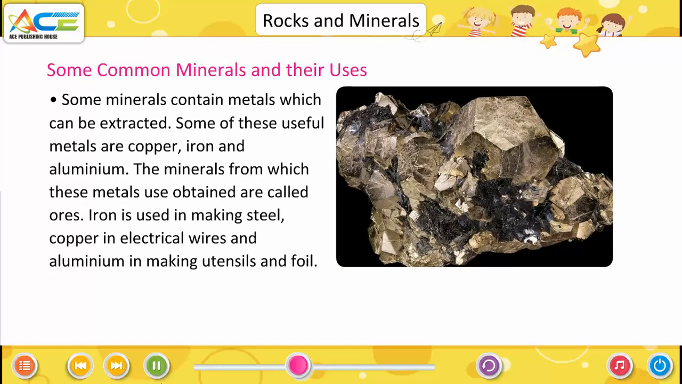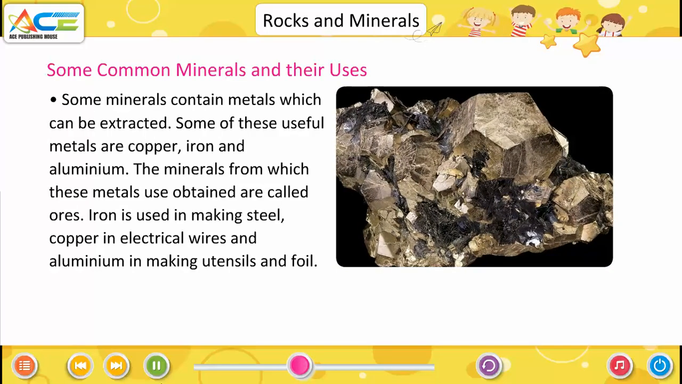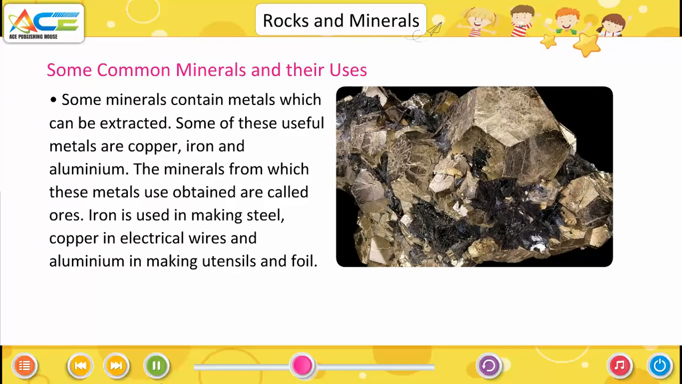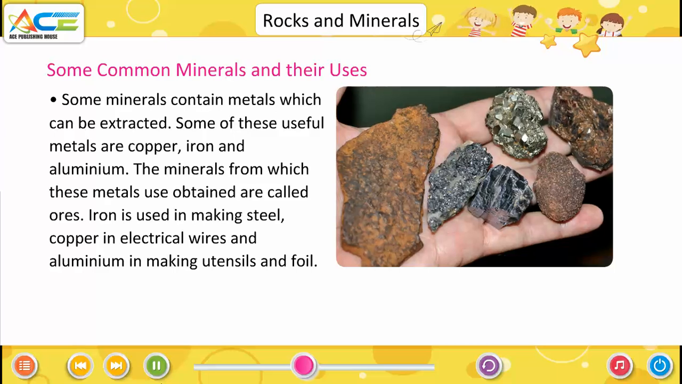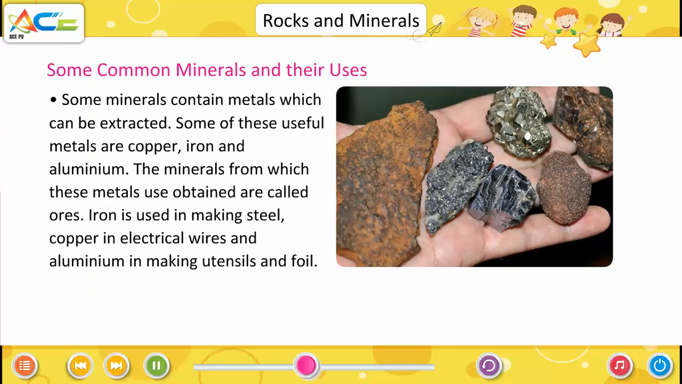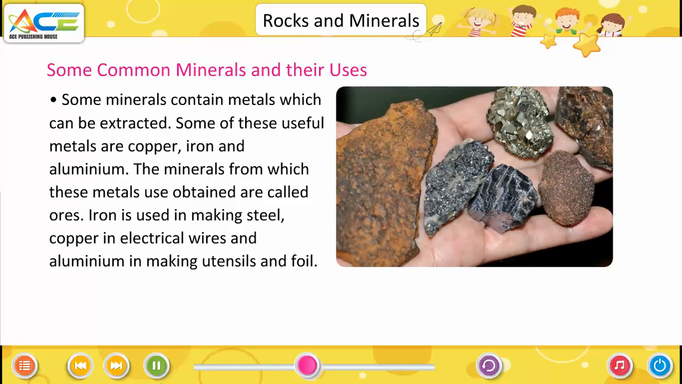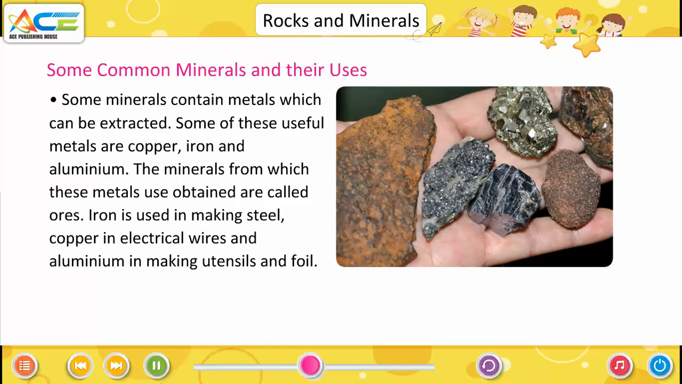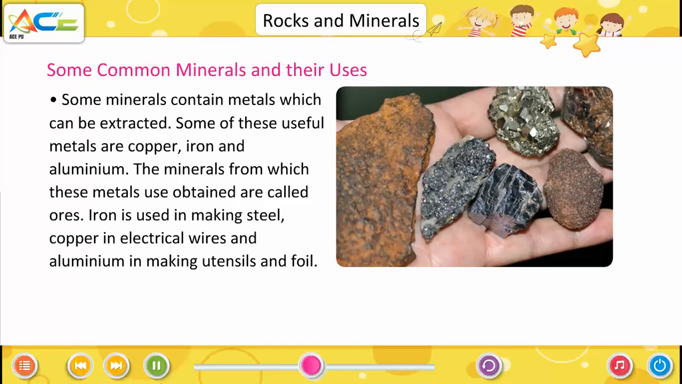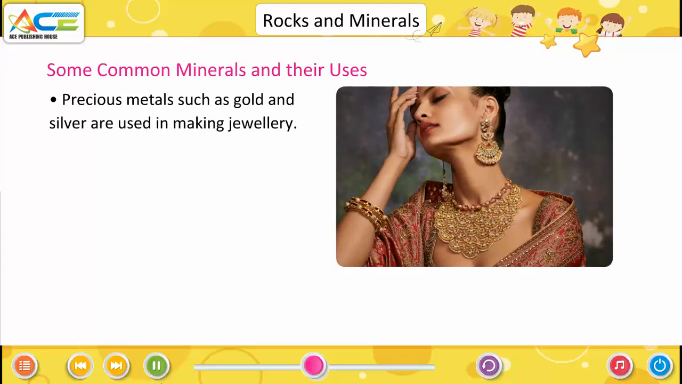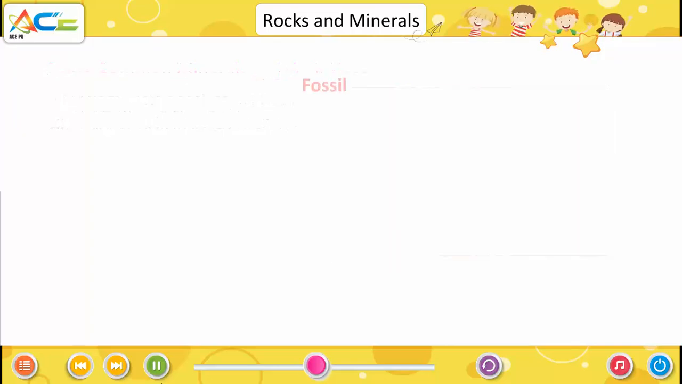Some minerals contain metals which can be extracted. Some of these useful metals are copper, iron and aluminium. The minerals from which these metals are obtained are called ores. Iron is used in making steel, copper in electrical wires and aluminium in making utensils and foil. Precious metals such as gold and silver are used in making jewelry.